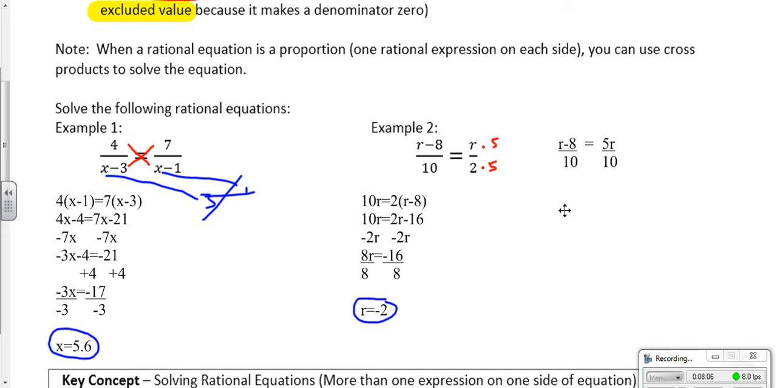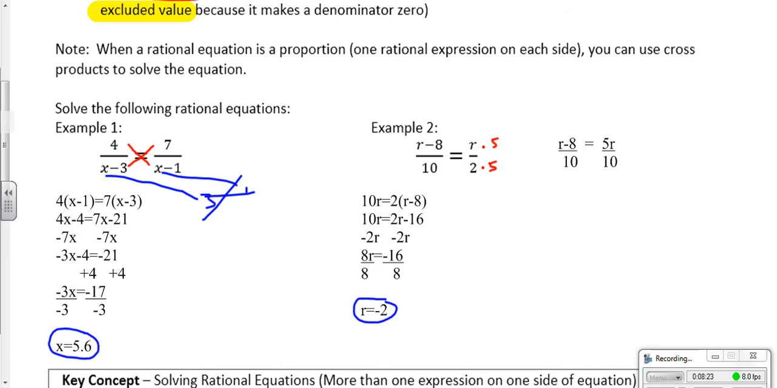Okay, now what does that mean? Well, if you look at it, you have two fractions set equal to each other, and they both have 10s. So how can they be equivalent? Well, the denominators are already equivalent, aren't they?